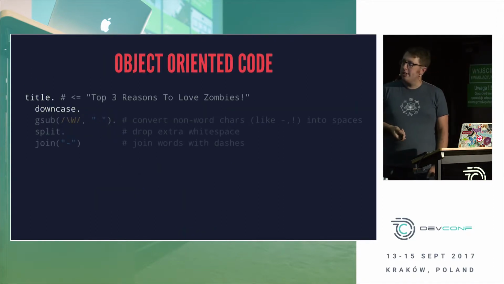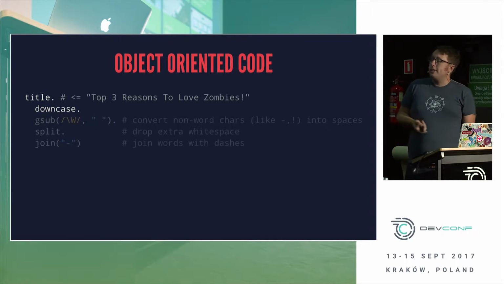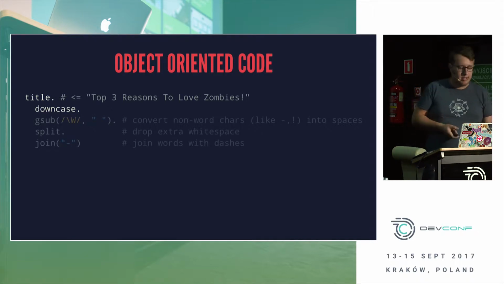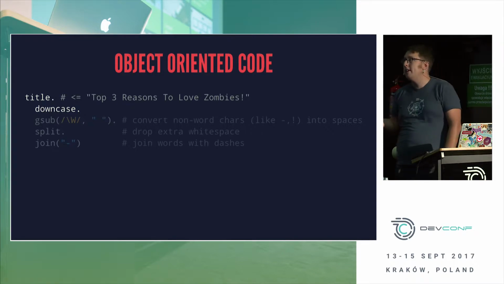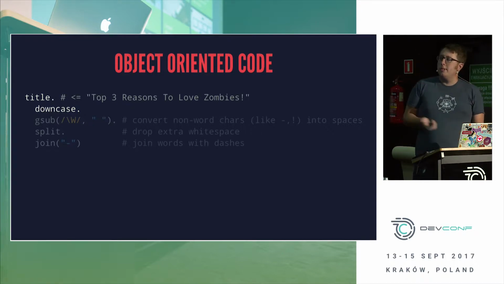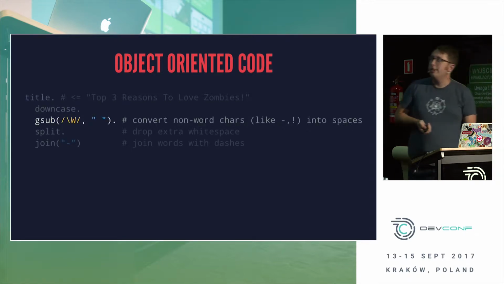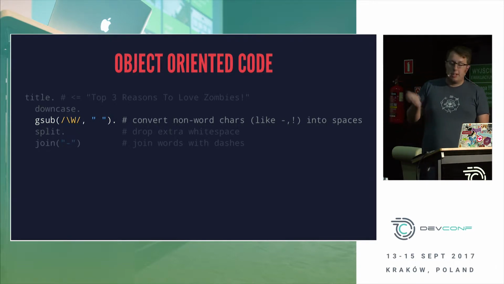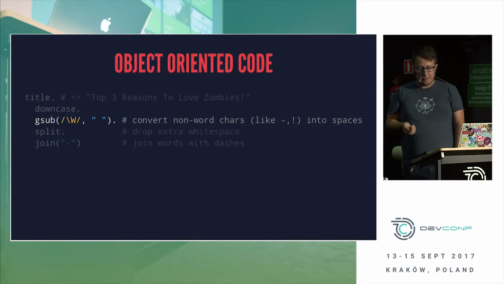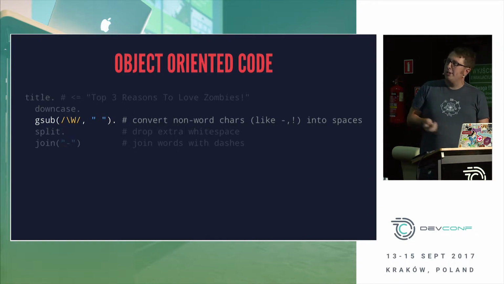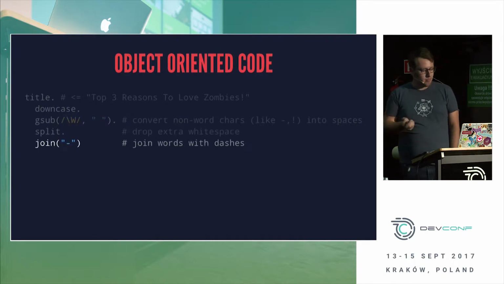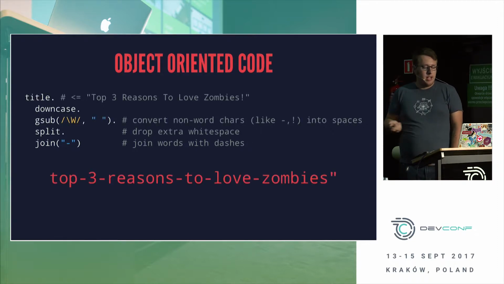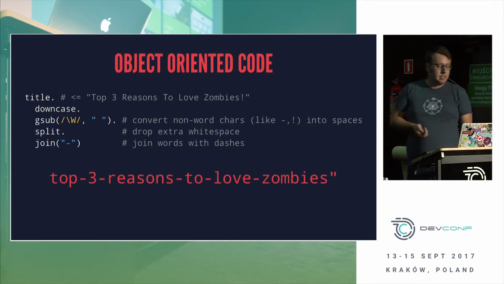So to provide an example, this is some object-oriented code, and all it's going to do is take a title and turn it into a URL slug. So this is written in Ruby. I tried to do it in .NET when I heard that there was a lot of .NET people here, but I can't get this next part to really be easy to write. So we take that title, we convert it to its lowercase form. We use the gsub method in Ruby to replace any non-word character with a space. Then we split the string based on spaces, and finally join it back with a hyphen. And that gives us top 3 reasons to love zombies.